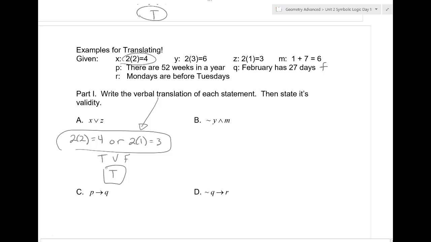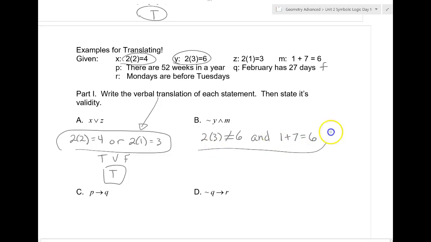I have not Y and M. So that's a conjunction, right? So if I'm saying not Y, and here Y is 2 times 3 equals 6. Guys, how do I say not that in algebra mode? That's 2 times 3 does not equal 6, right? I'm negating it. So 2 times 3 does not equal 6. And that's a conjunction, so we use the word and. And then M is going to be 1 plus 7 is equal to 6.